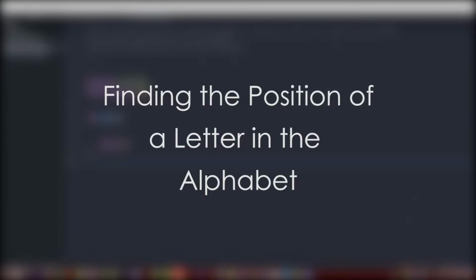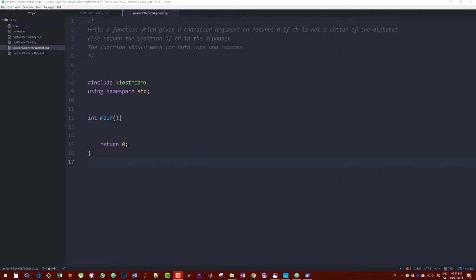And we have another little question here. We want to write a function which, given a character argument ch, will return 0 if ch is not a letter of the alphabet. If it is a letter of the alphabet, we want to return the position of ch in the alphabet, and the function should work for both uppercase and lowercase, capital and common letters.